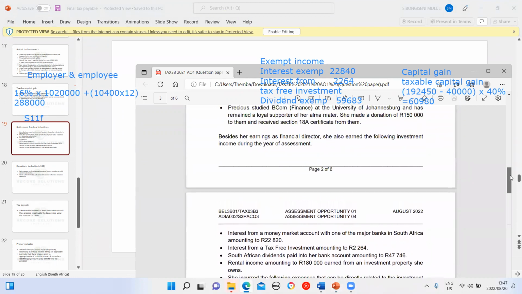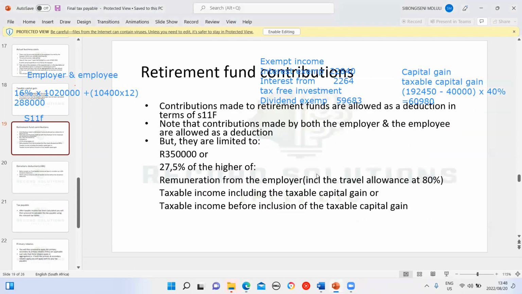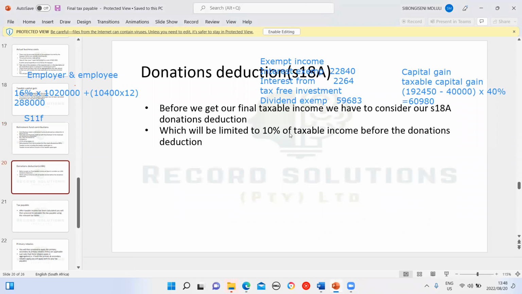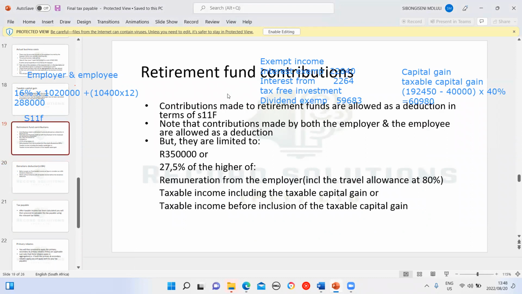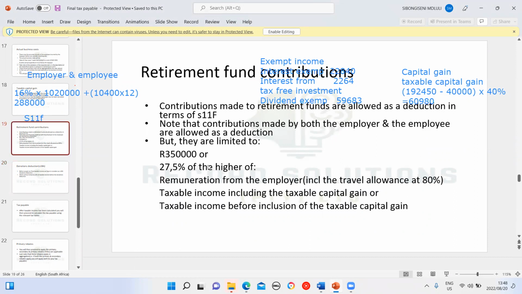Okay, most of everything is done. I'm just going to go back to the section 18A deduction. I didn't do it completely, because remember that it is limited to 10% of the taxable income before donations. Remember that the whole slides are a framework. So after this retirement fund contribution slide, it is this way even in your answer. After that, you'll get your donations deduction. And then it will be limited to 10% of taxable income before the donations deduction. So it'll be limited to 10% of the taxable income calculated after considering your retirement fund contributions.